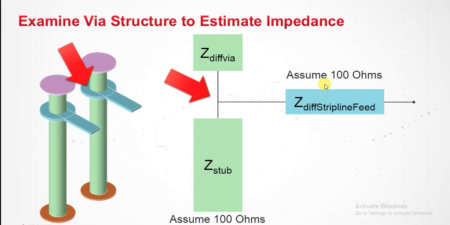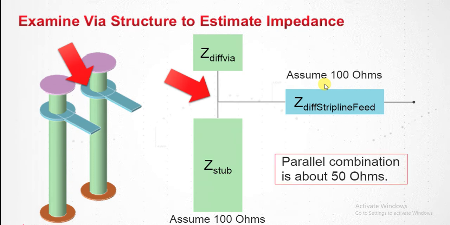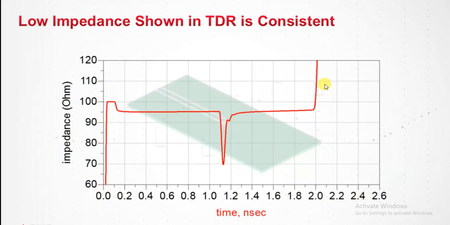Given that, looking at the black from the red arrow perspective, it's a parallel combination between the two. So I would expect the parallel combination to be about 50 ohms. It's just a general estimation. And let's see how well our estimation is to the real thing. After performing our TDR, we can see that it's not really 50 ohms, but it's lower, which is what we expect. It's not higher, but it's closer to 50. And we made a great assumption there with 100 ohms. So this is consistent.